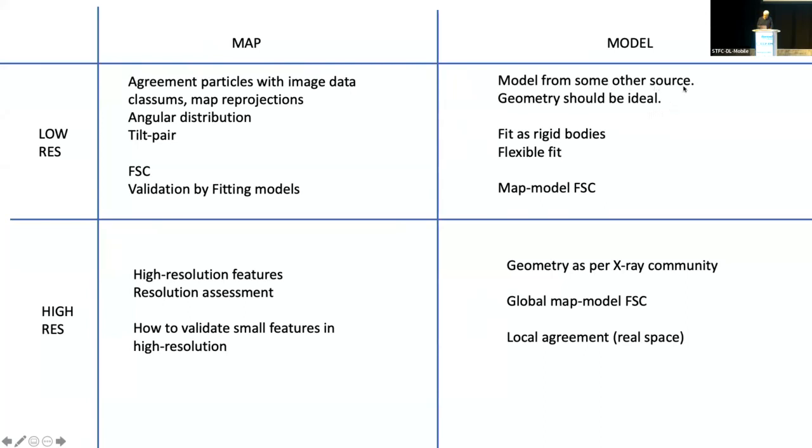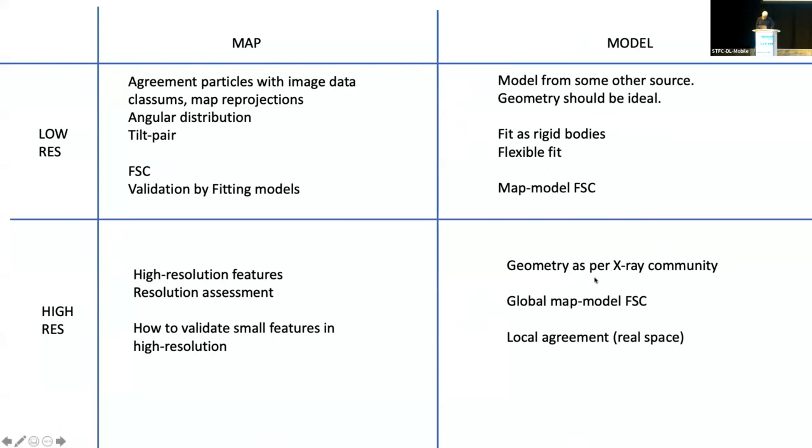At low resolution, the model might often come from another source. And since the information is not inherent in the map, the geometry should be ideal. And you nevertheless may fit as rigid bodies or flexibly fit, provided you're not introducing more degrees of freedom than the map can support. And of course, the map-model FSC applies there. So at high resolution, again, even though all those things may come into play, it seems that the map might have those features. And then maybe the focus might be on the resolution assessment, although there is the concern generally of how to validate very small features in high resolution maps that may be important to the biology.